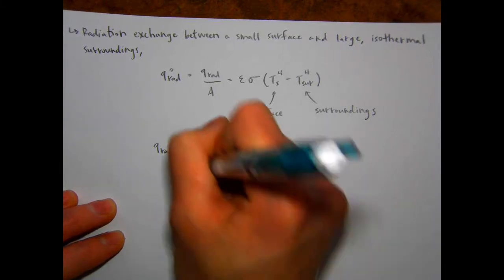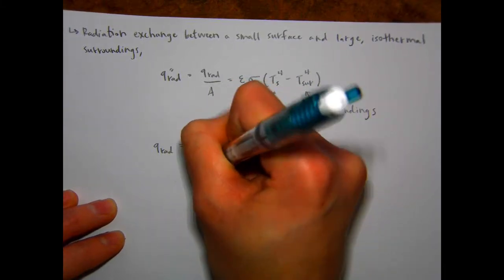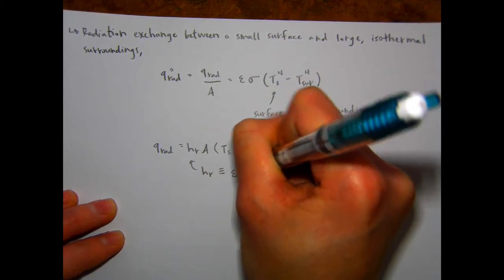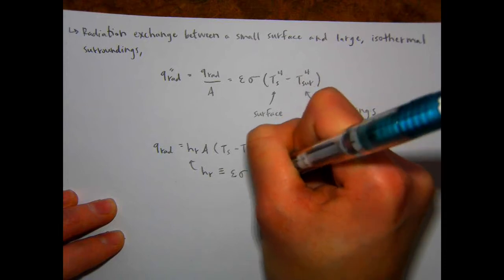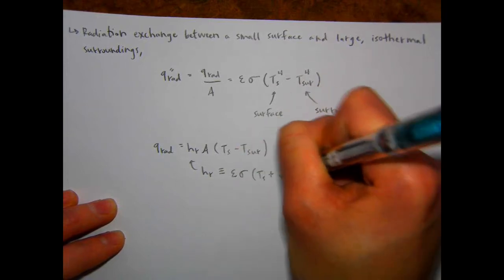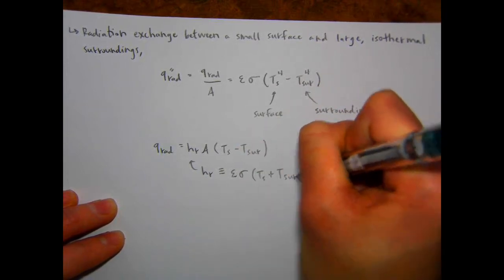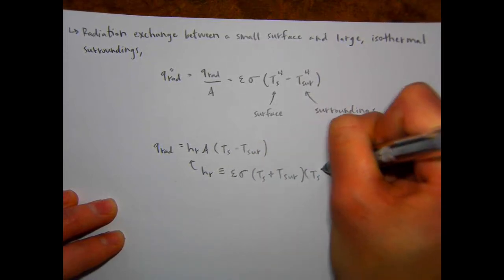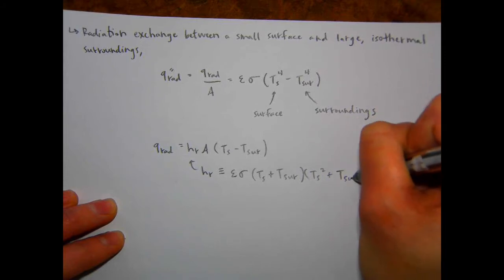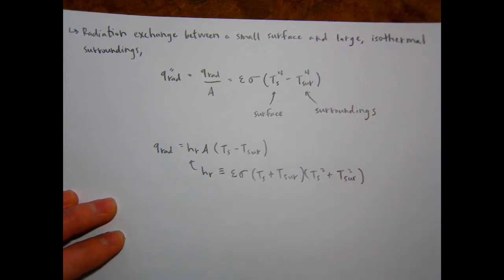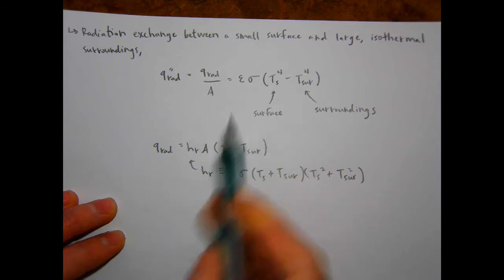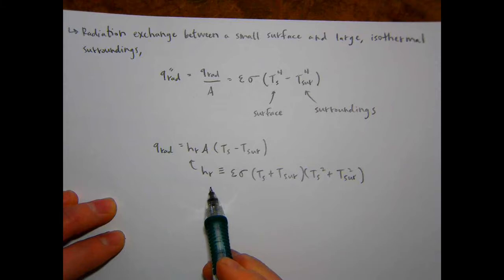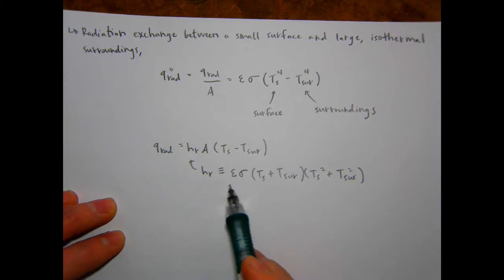And by comparing these two equations, we can show that H sub r must be defined as epsilon times sigma times the temperature of the surface plus the temperature of surroundings times the temperature of the surface squared plus the temperature of the surroundings squared. And so that's just choosing to write this equation in a form that looks like the convection rate equation and saying, okay, if we do that, then to make the math work out, this is what this H sub r has to be equal to.